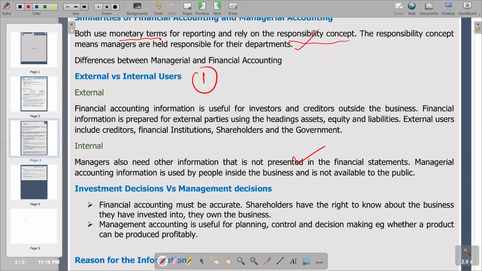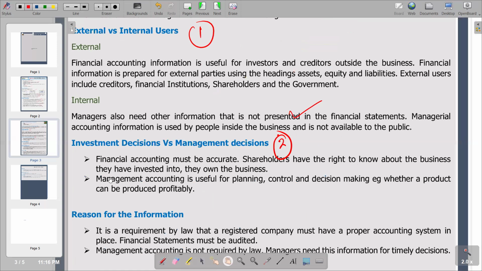The second difference is based on investment decisions versus management decisions. Investment decisions are a part of financial accounting, while management decisions are part of managerial accounting. Financial accounting must be accurate. Shareholders have the right to know about the business they have invested in. They own the business. So we see financial accounting being related to investment decisions. Management accounting is useful for planning, control, and decision making, for example, whether a product can be produced profitably. So this is what we have.